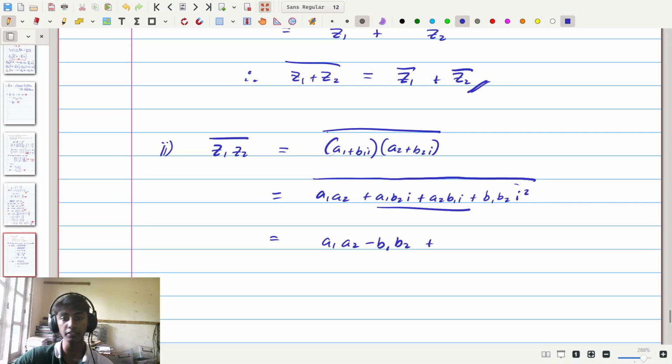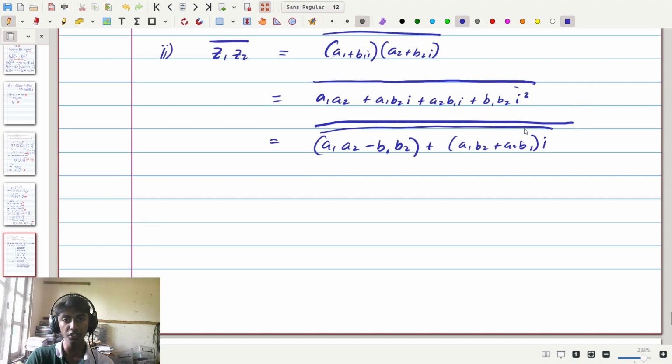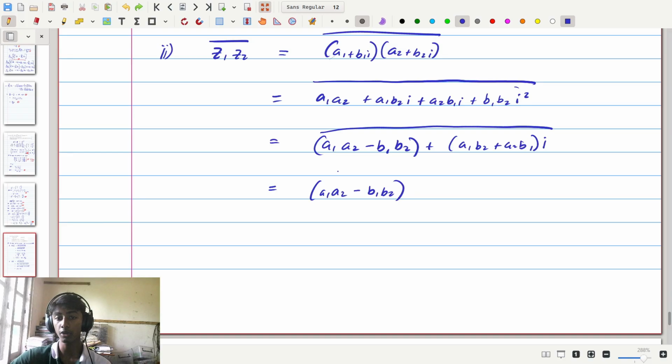And then to that, if we factorize out the i's here, we can write the imaginary part as being a1 b2 plus a2 b1 times i, and then conjugate the whole thing. Now we can see we have again the form of real part plus imaginary part, and therefore applying the conjugation rule, we can directly say that this is equal to the real part, which is a1 a2 minus b1 b2, minus, and then we can put the same imaginary part of a1 b2 plus a2 b1 times i.